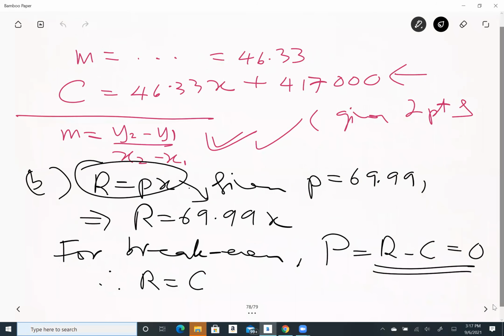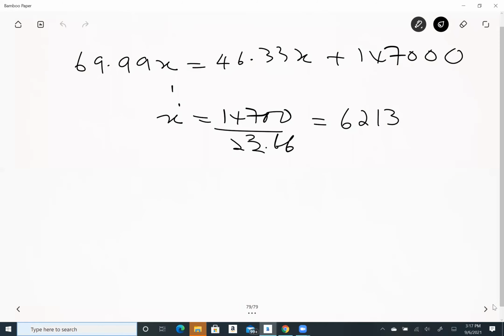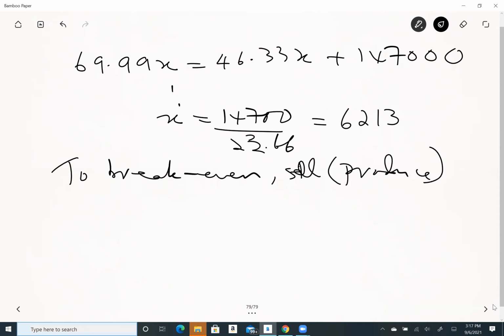All right. So you do that, you will get this value. So you have to state the conclusion. Okay. So to break even, you have to describe the solution. So to break even, the firm has to sell, or you can say produce and sell, or the company has to sell 6213 units of the good. So what is the good? The handsaw, units of handsaw.